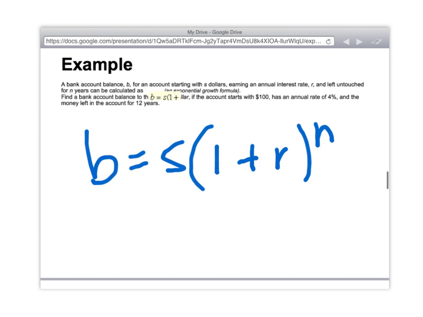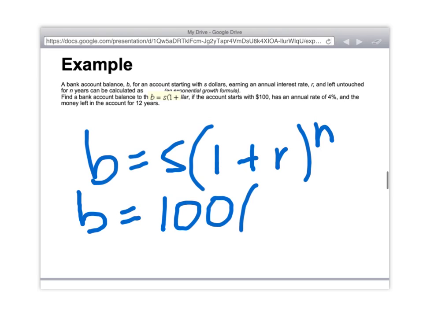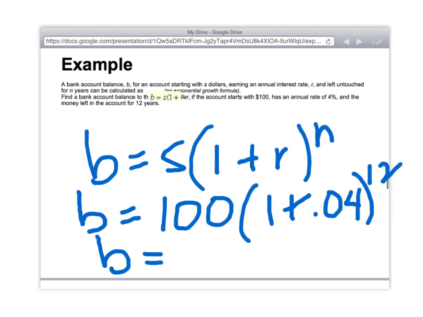I want to find a bank balance to the nearest dollar. If the account starts with $100, has an annual rate of 4%, and the money is left in the account for 12 years, my balance, B, would be equal to my starting amount, which is $100, times 1 plus my 4%, 0.04, raised to the 12th. And I do my math, and that's going to come out to be $160.